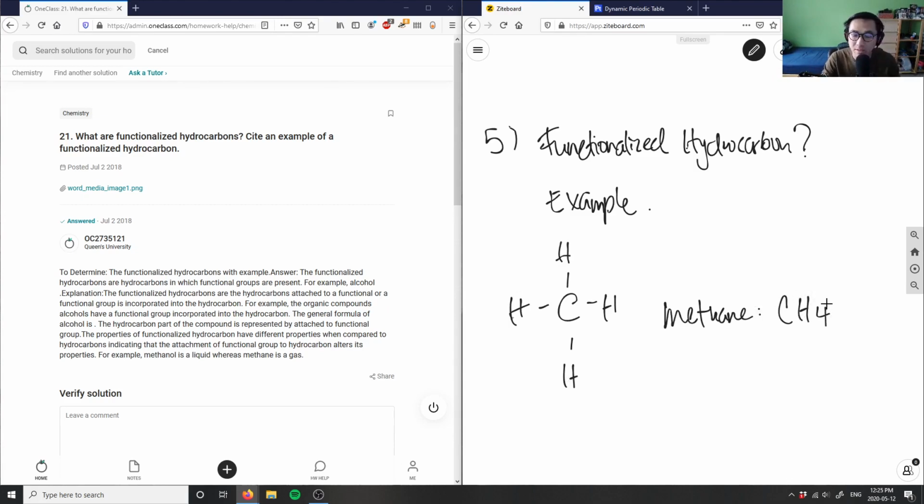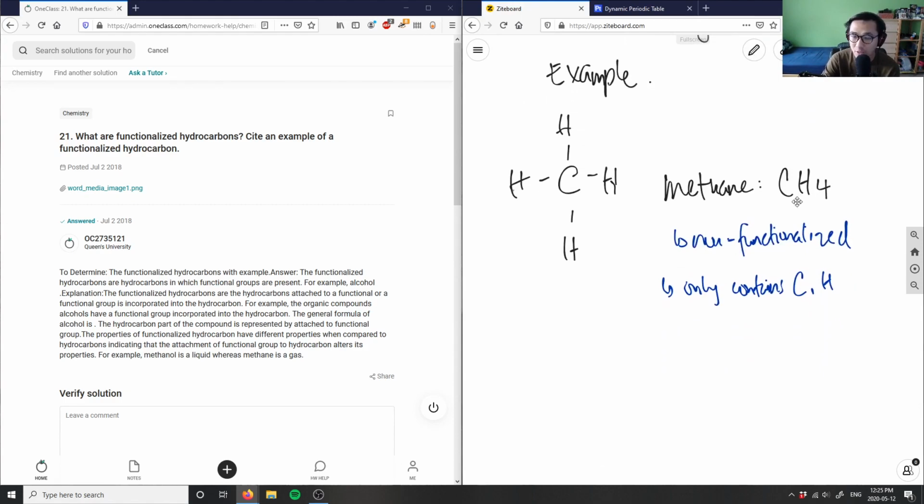So again, these guys here only contain carbons and hydrogens, right? So this here is non-functionalized. And you can think of this as it does not possess a functional group. So it only contains C and H. So in this case, this is non-functionalized. And if I want to look at a functionalized hydrocarbon and give an example, I would basically throw a functional group on top of this guy here. So maybe I'll do an aldehyde or something like that.